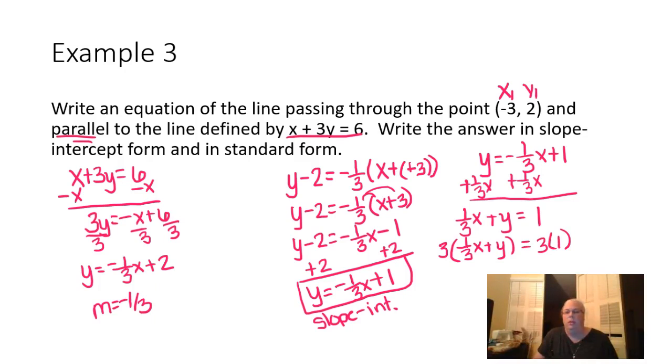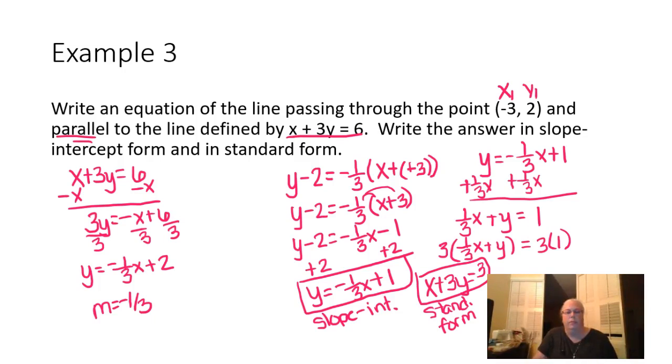3 times 1/3, that's 3/3, but that just reduces to 1, so we have x. 3 times y is going to give me 3y. And over here, 3 times 1 is going to give me 3. And so here's my equation. This is in standard form. And that's it.